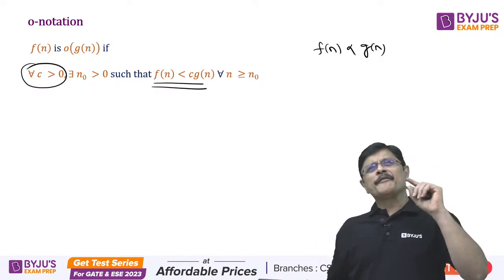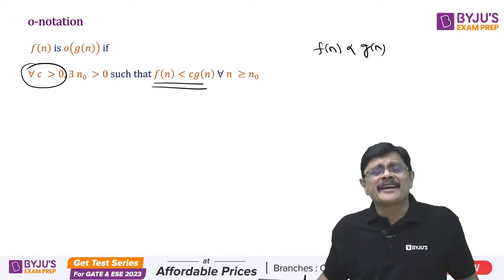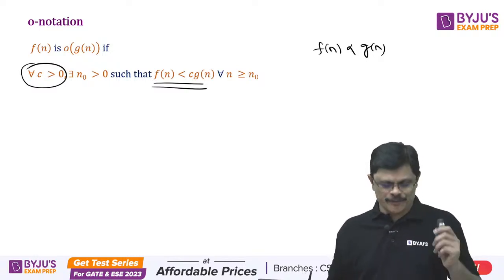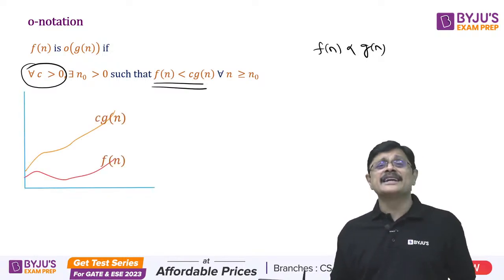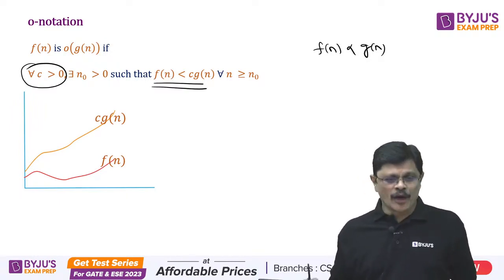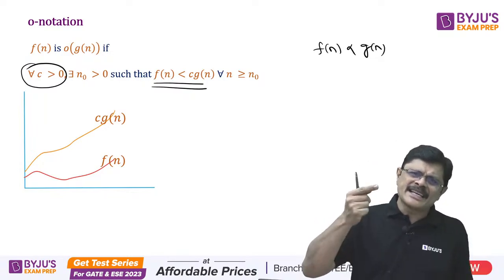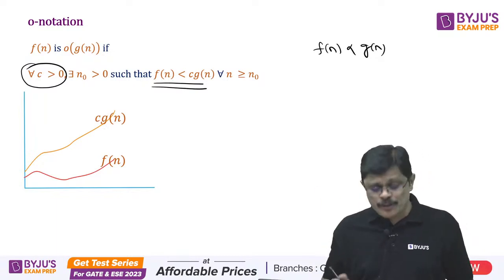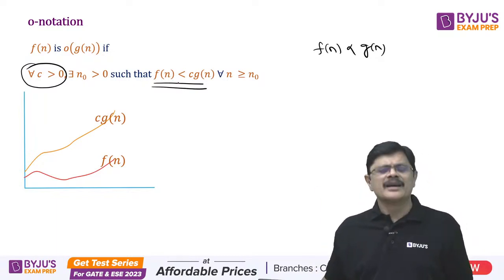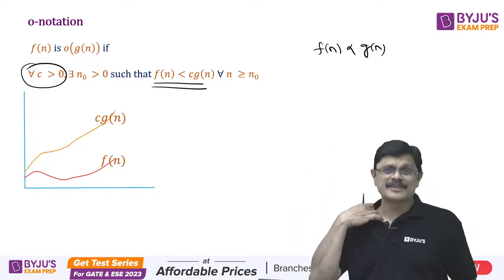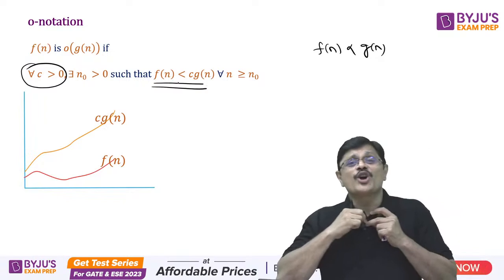Verifying for one C is very simple, but verifying for every C is very difficult. Generally, for that purpose, we use the limit formula, which I am going to give you. C times Gn should be larger than Fn for all C, not one C. You multiply with any positive C, and that should be larger than Fn. Big O notation is an asymptotic tight upper bound, whereas small o notation is just an asymptotic upper bound, which is not tight.